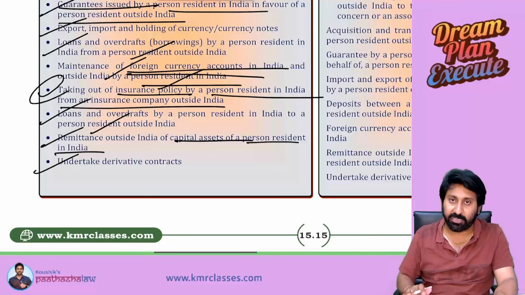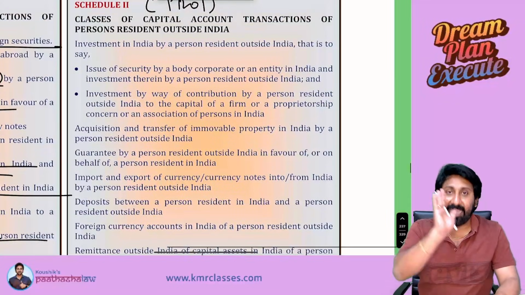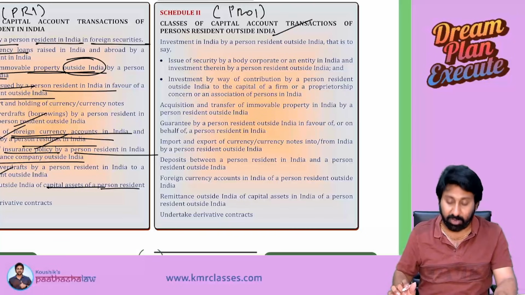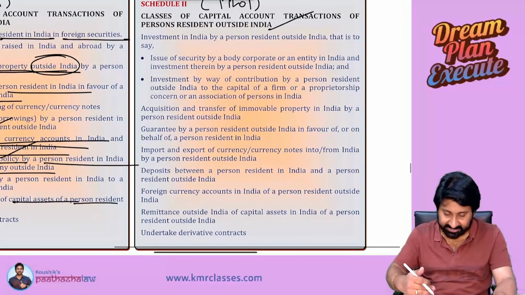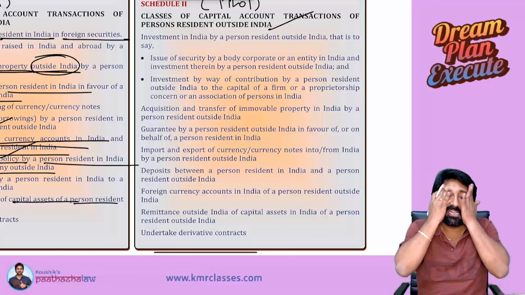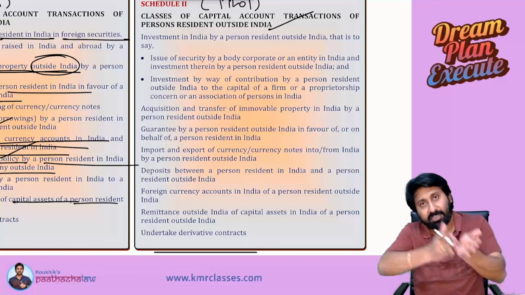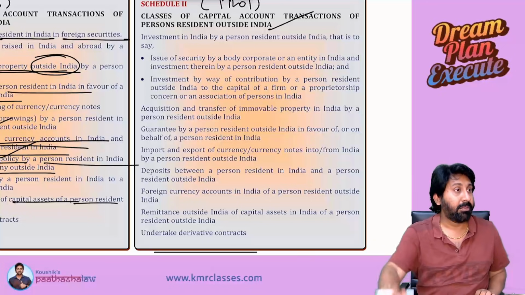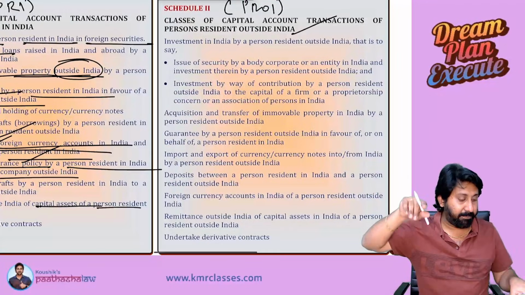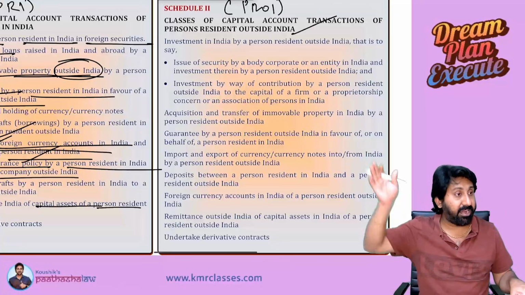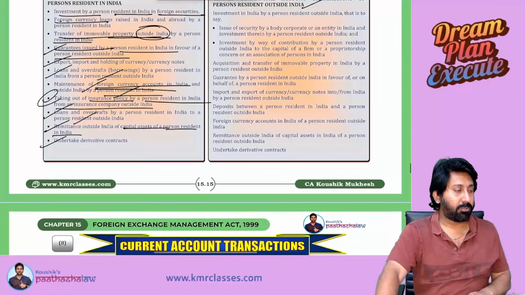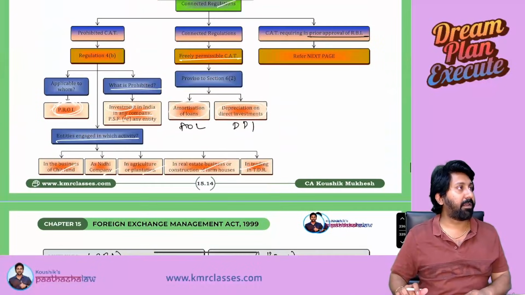Derivative contracts is also a capital account transaction. Same like that, they have given the list of transactions also for PROI. Just remember this list. Whatever list you have seen on the left side, some points inside that will also be there here, so don't miss the concept. Just read this list, because in this list 99% you will find whatever you have already read in the previous part. Next. So now we completed capital account transactions.